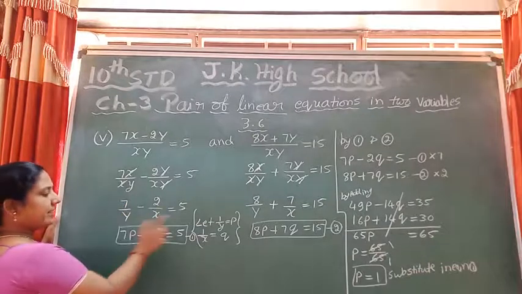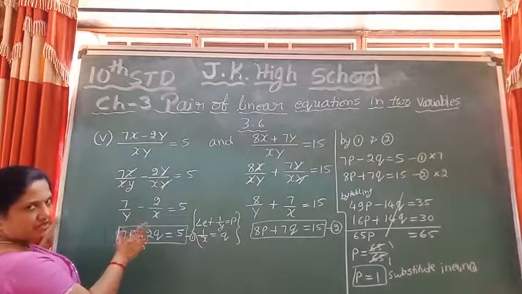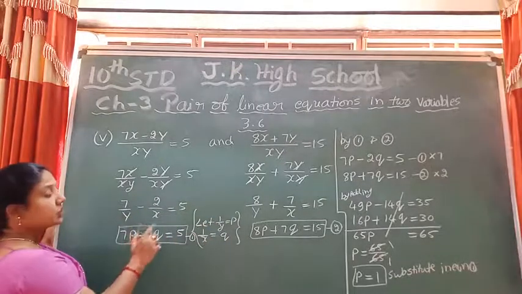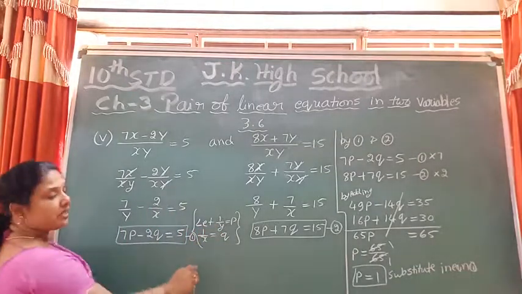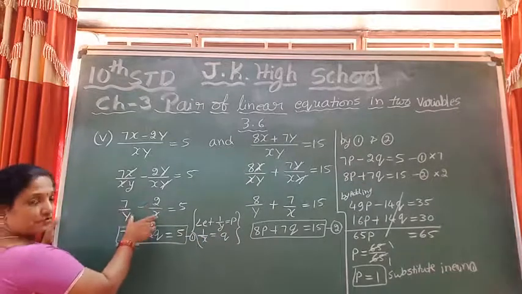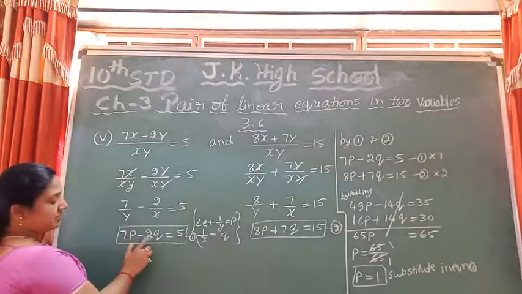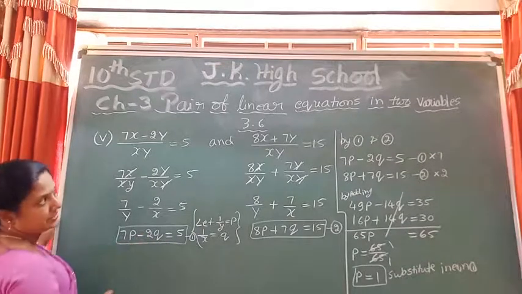Now 1 by y I can take as p and 1 by x I can take as q, because it is in the form of a fraction. I want it in the form of a whole, so I will change the variable in this form. Let 1 by y be p and 1 by x be q. Then this equation reduces to 7p minus 2q is equal to 5. This is in the standard form of linear equations in 2 variables now.